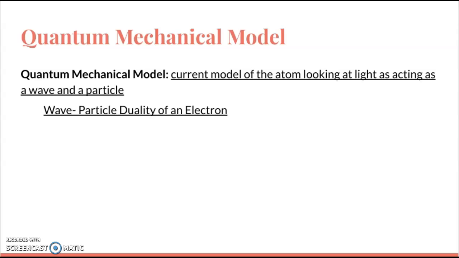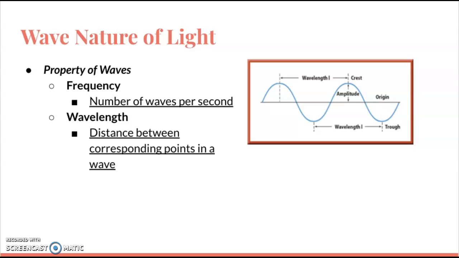This helps us start to look at what we call the quantum mechanical model, okay? And that is a current model that we look at for the atom that looks at light as acting as a wave and a particle, okay? And light has to do with electrons, all right? And so we have a wave-particle duality of an electron that will give us light. So when we talk about the wave-particle duality, we have to talk about the wave nature, okay? And two properties that we look at are frequency and wavelength, all right?